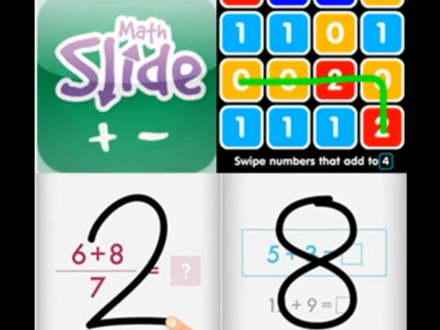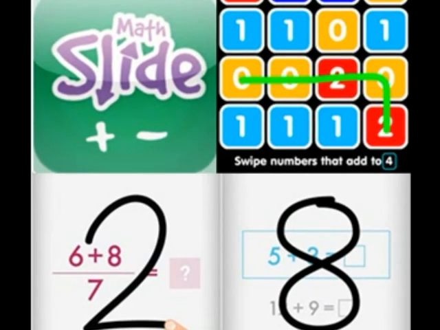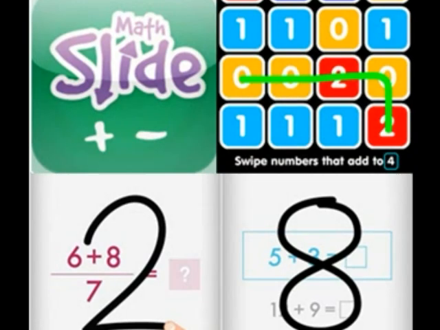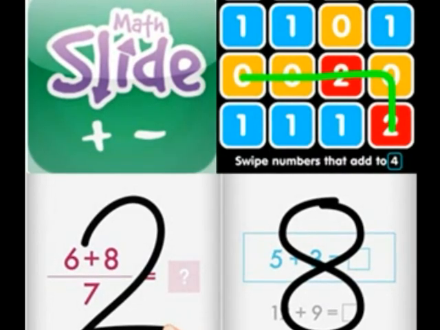And Exploding Math, which is a game that allows for students to try and string together a math problem to get as many points as they can. These are all applications that can be used before, during, and after instruction.